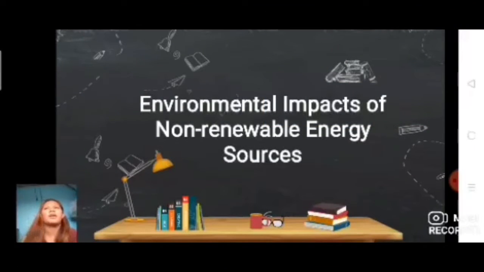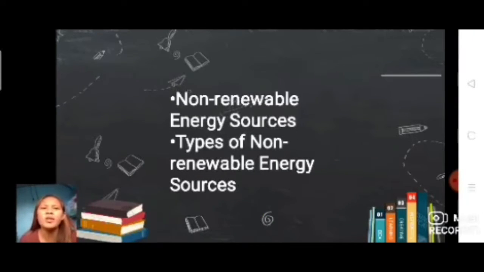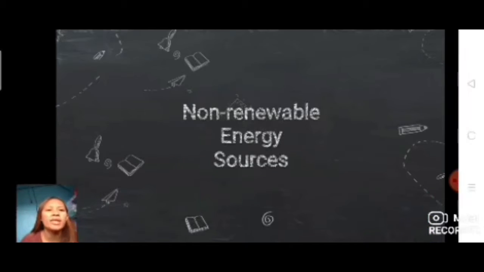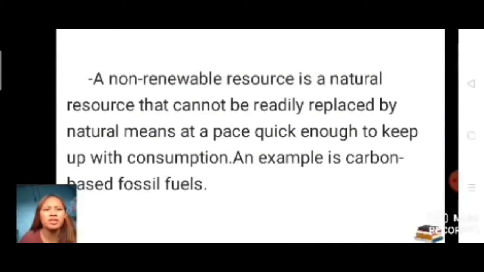So, good day everyone. Our topic was all about the environmental impacts of non-renewable energy sources. So, let me talk about what non-renewable energy sources are and the types of non-renewable energy sources. So, what are non-renewable energy sources? A non-renewable source is a natural resource that cannot be readily replaced by natural means at a pace quick enough to keep up with consumption.